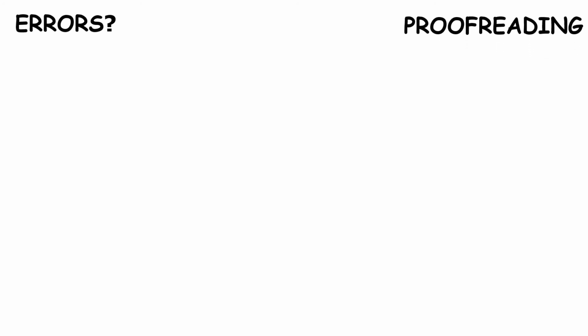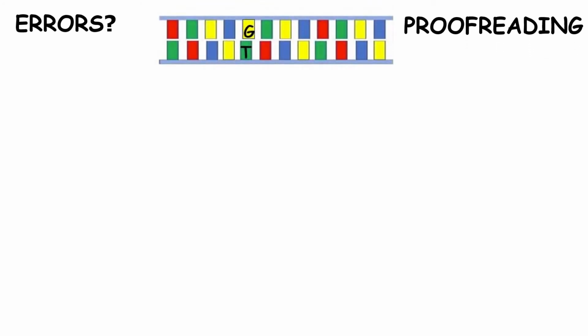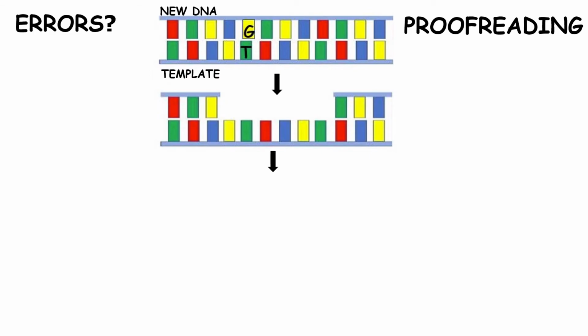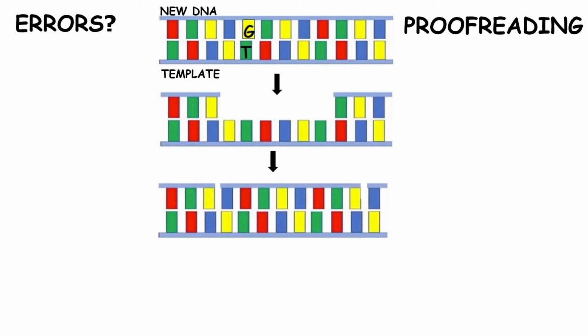Lastly, it is also very important to check for errors in the newly synthesized DNA, and this is done by another type of DNA polymerase which proofreads the newly synthesized DNA for any wrong bases that may have been inserted, and if it finds any wrong base or sequence, it removes the base and replaces it with the correct one.